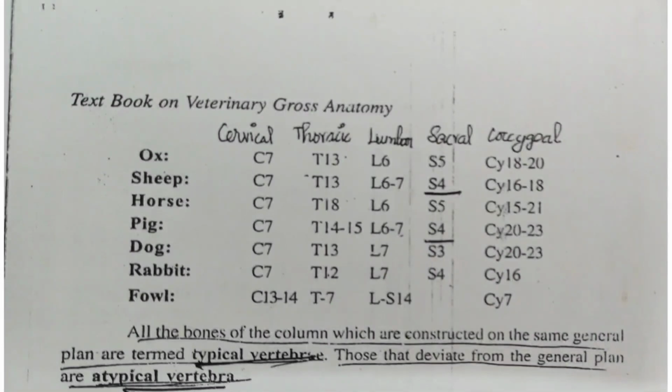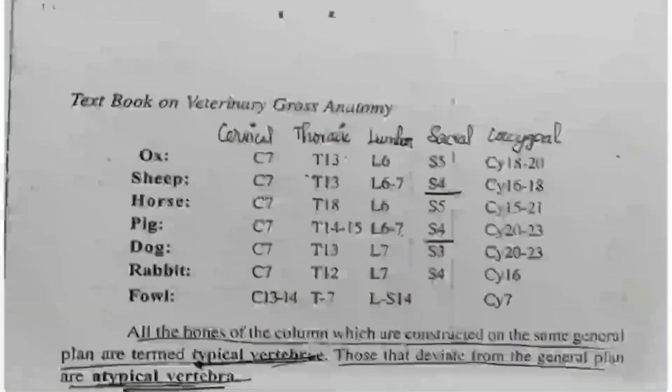When it comes to sheep, it is C7, T13, L6, S5, coccygeal 16 to 18. In the case of the horse, one needs to remember the thoracic vertebrae are 18 in number and the coccygeal vertebrae are 15 to 21. In the case of the pig, the thoracic vertebrae are 14 to 15 and the sacral vertebrae are 4.